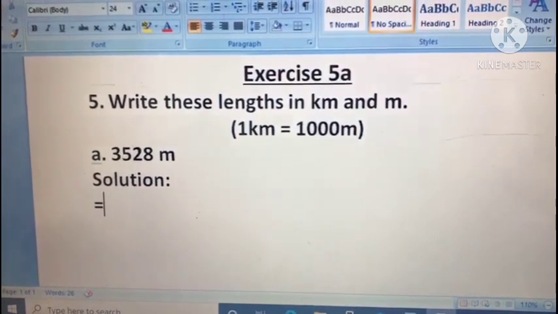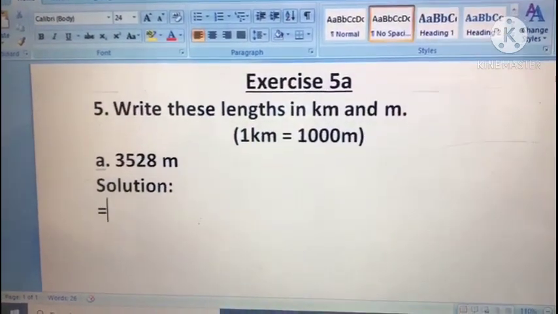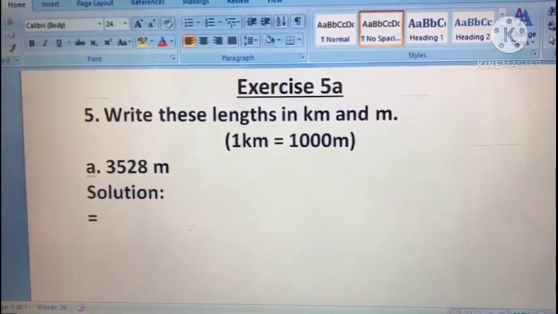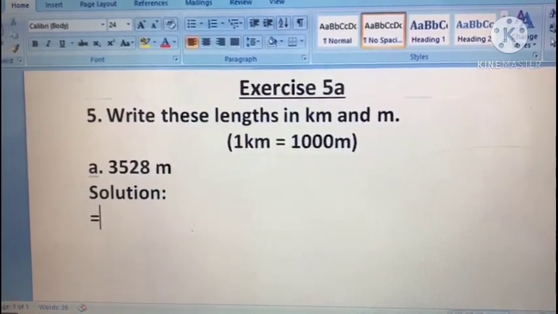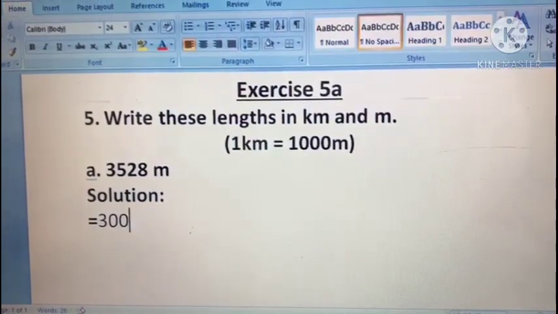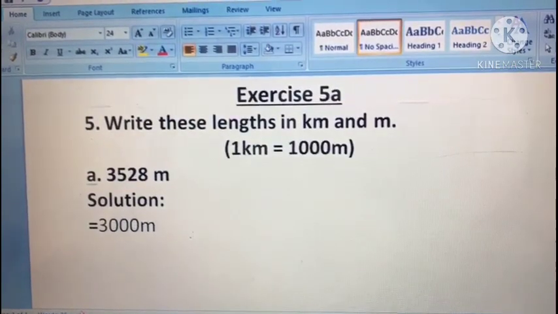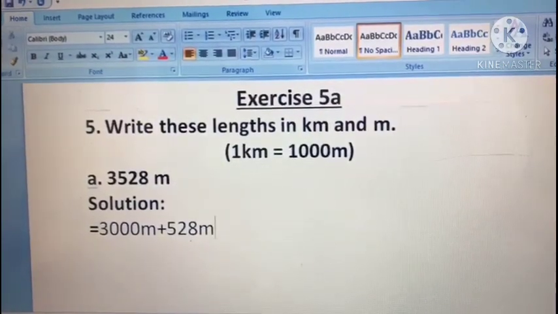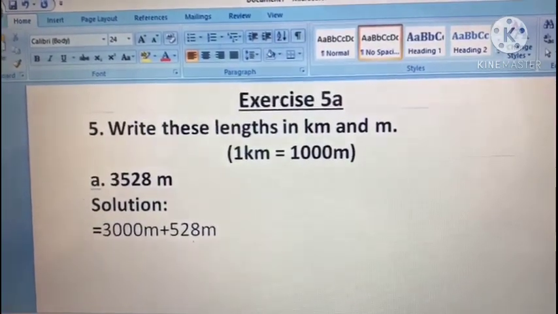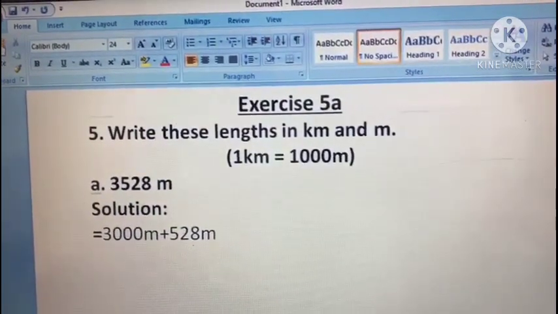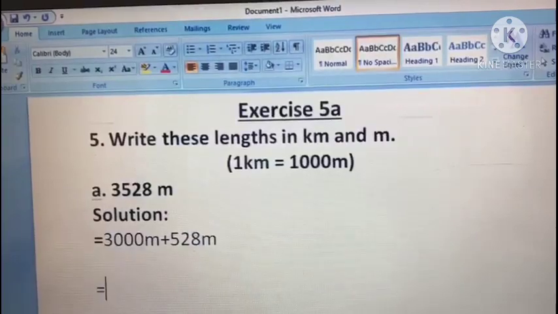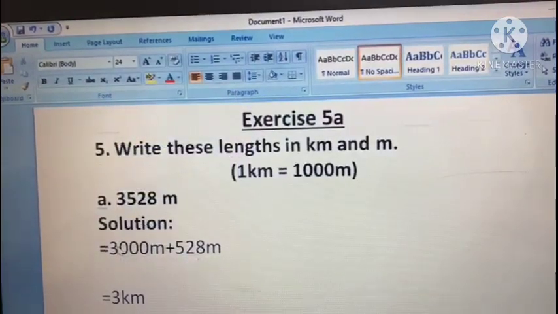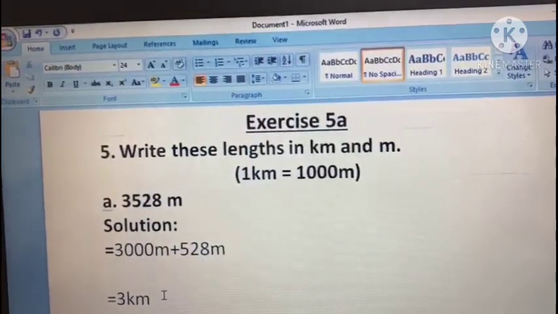Question number 5, write these lengths in kilometers and meters. Part A, 3528 meters. We have to convert it into kilometers and meters. Here we have 3000 meters plus 528 meters. As in 1 kilometer there are 1000 meters, 3000 meters will be equal to 3 kilometers, and 528 meters will come as it is.